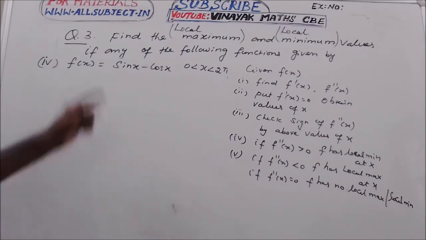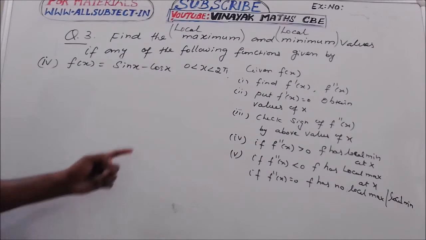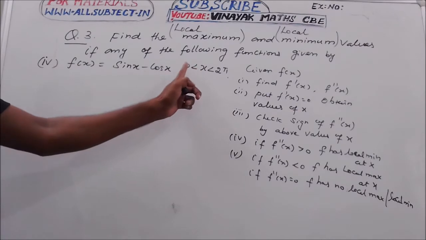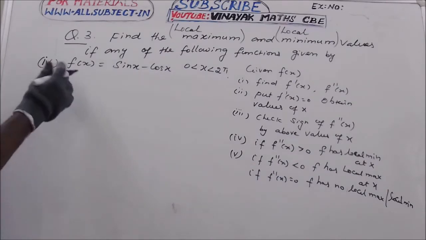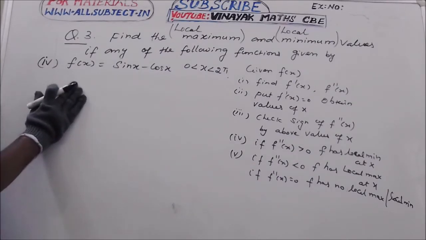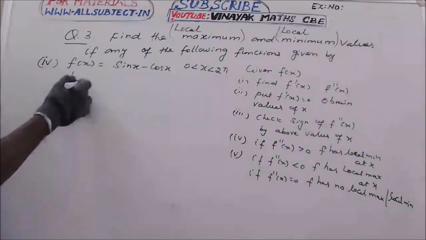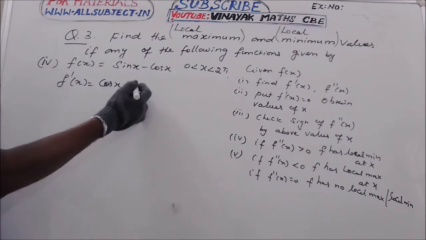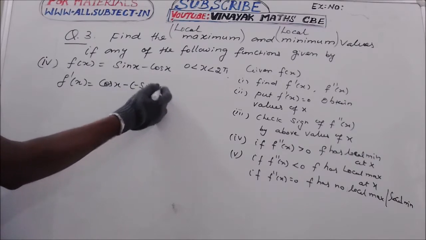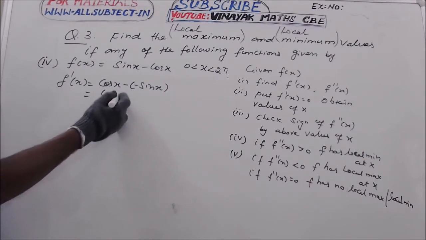Subdivision number 4. Given f of x is equal to sin x minus cos x in the open interval 0 to 2 pi, find the local maximum and local minimum values. So find f dash of x and f double dash of x first. f dash of x is equal to cos x minus of minus sin x, that is equal to cos x plus sin x.